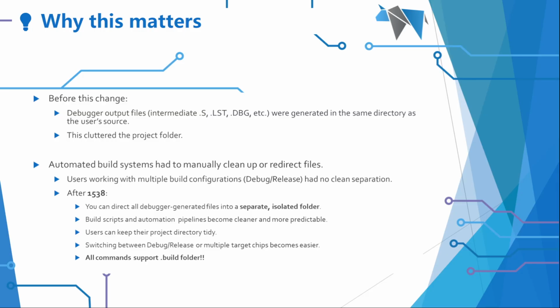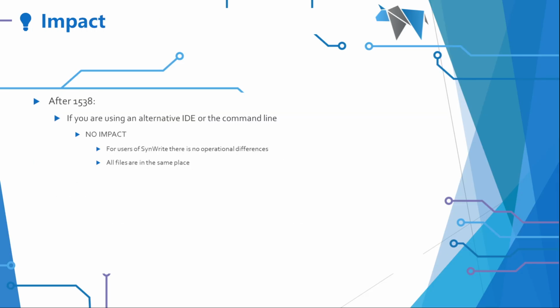All the commands in GC Studio support the .build folder. I'm going to show you this. Now, what's the impact here? After 1538, if you're using an alternative IDE or the command line, there is no impact. It will just generate the files as it did previously, and you'll just have to deal with the mess. So for SynWrite, there are no operational differences. All the files are in exactly the same place. It's only when you start using the IDE GC Code with the debugger that this really has an impact.